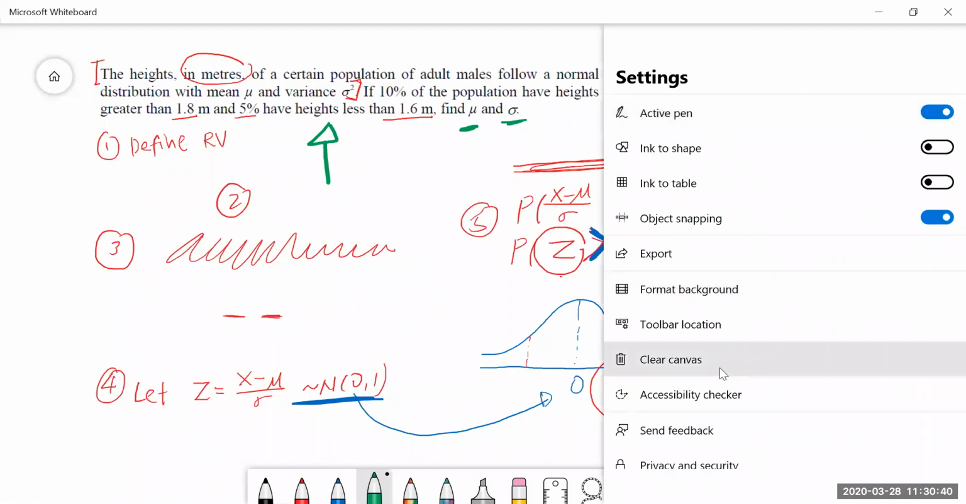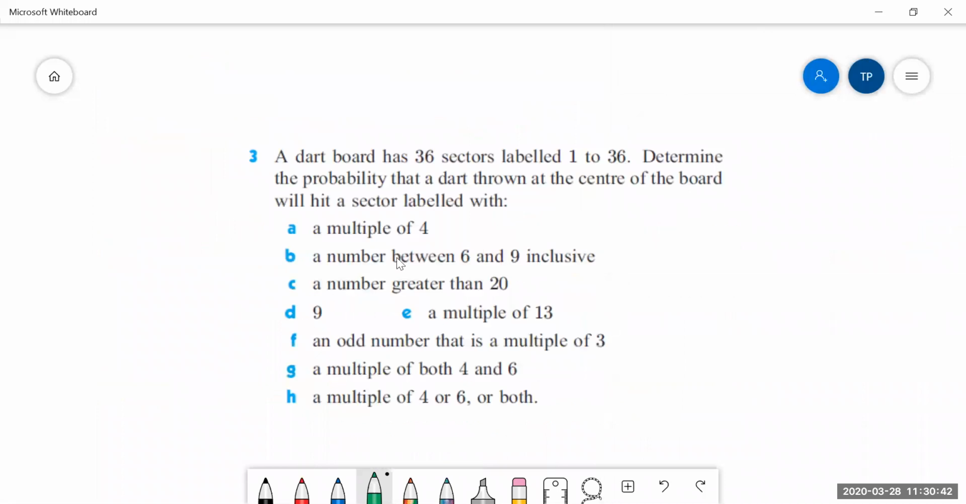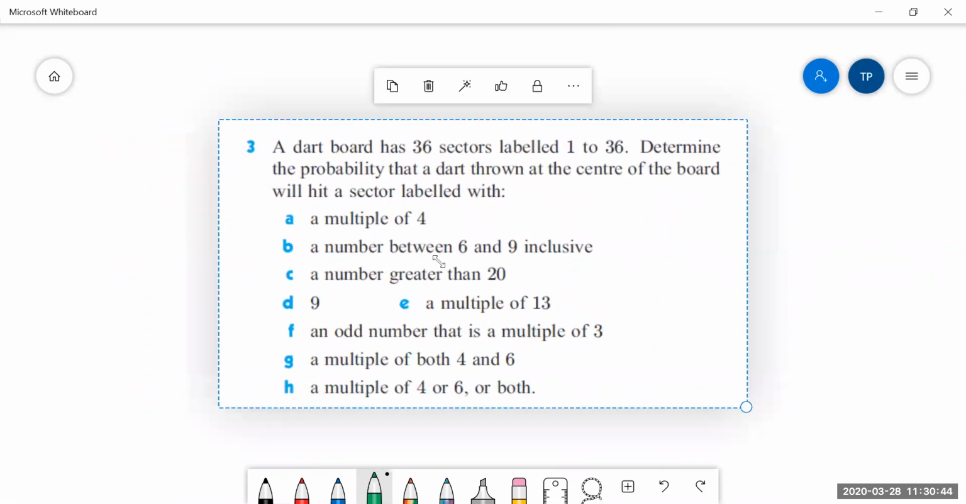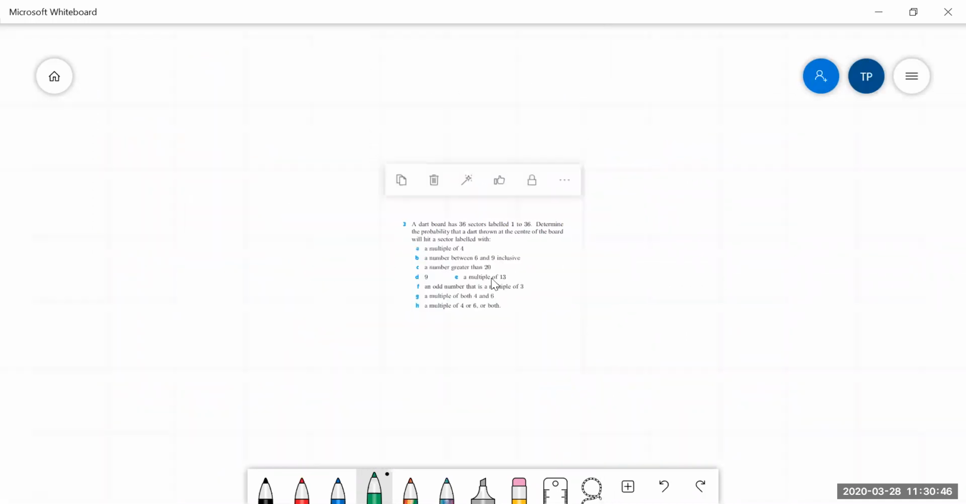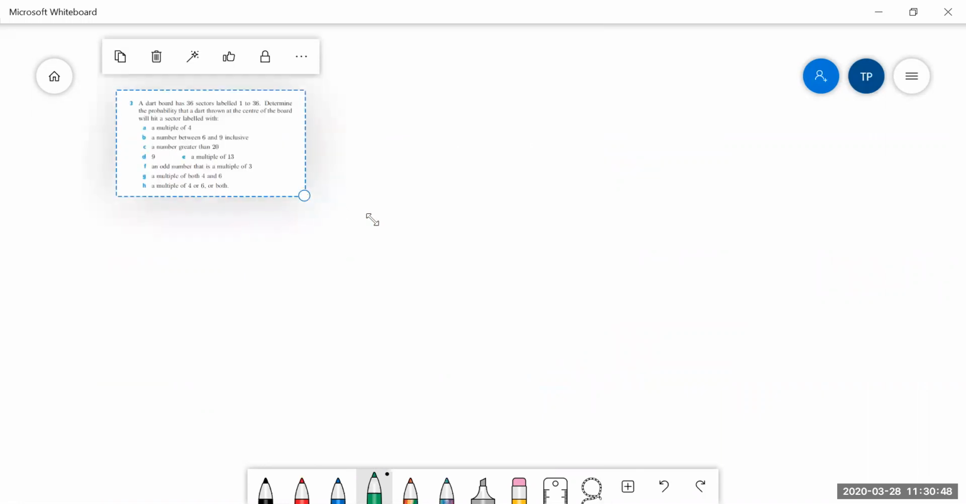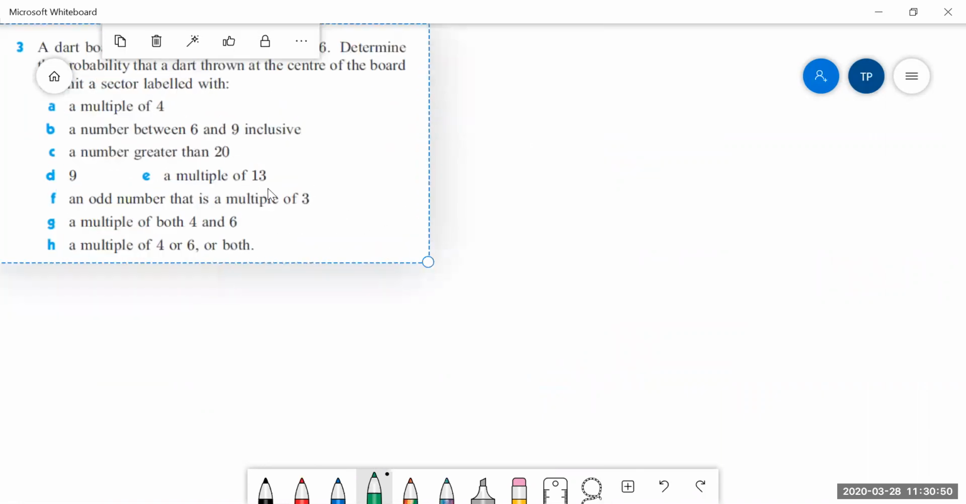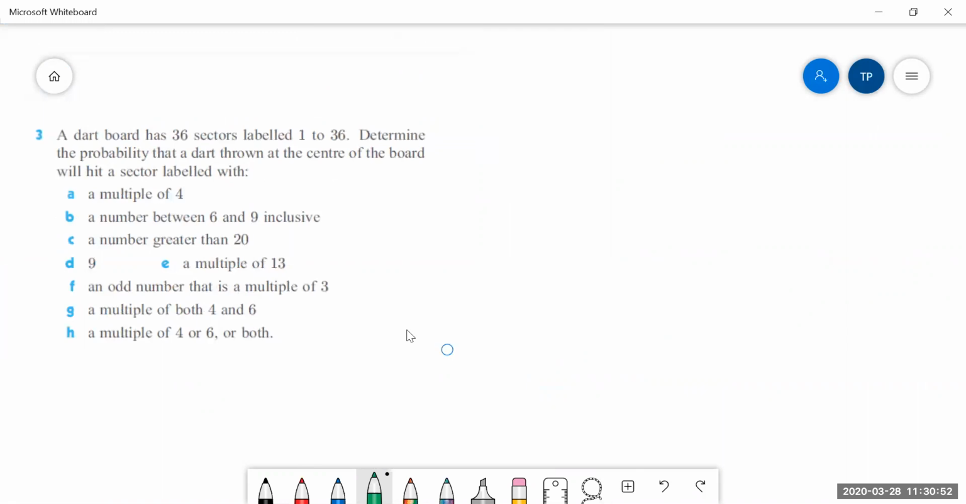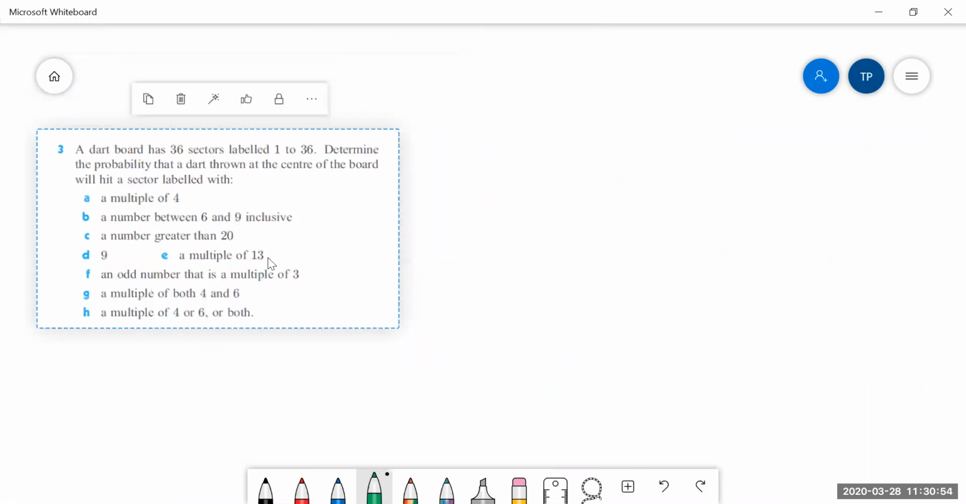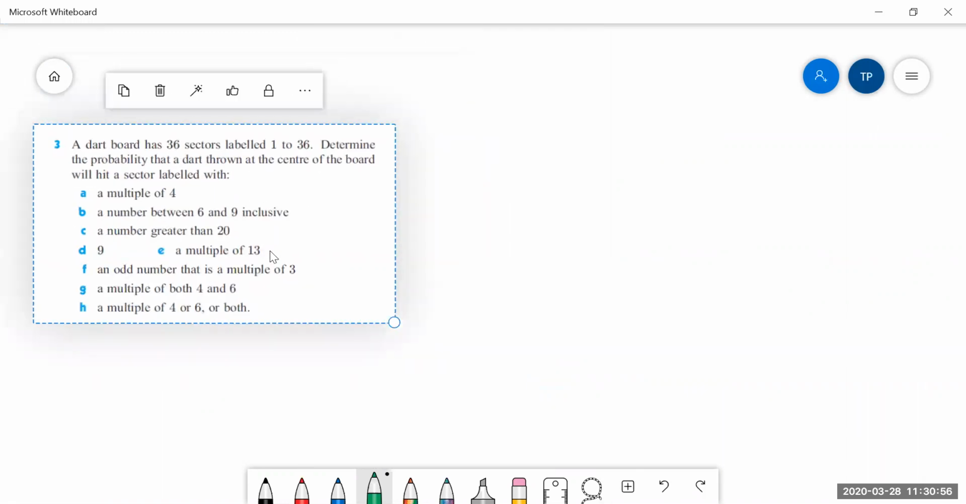Can you see, right? Yeah, big enough. Okay, good.